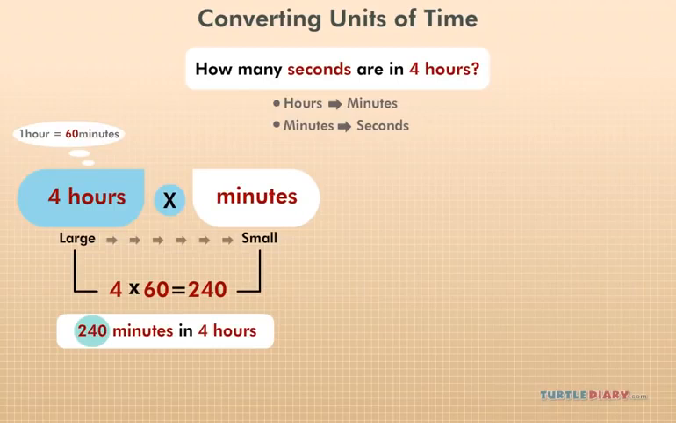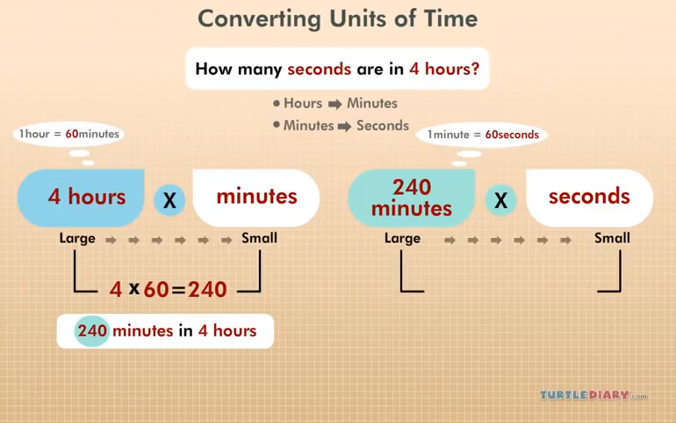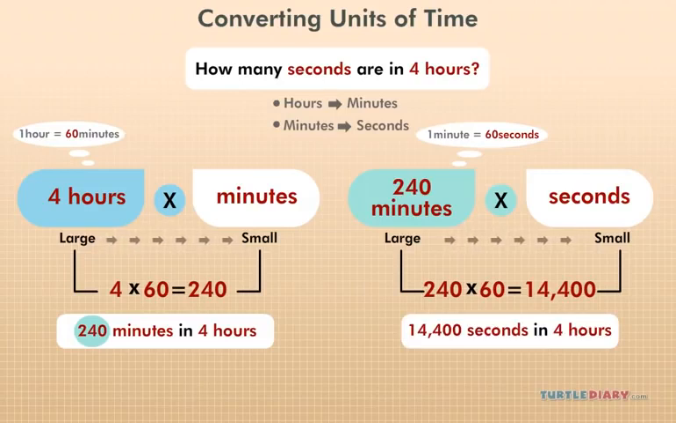Now, we need to convert 240 minutes to seconds. Since minutes are larger than seconds, we're once again going from large to small, and we'll need to multiply. Since there are 60 seconds in a minute, we're once again multiplying by 60. 240 times 60 equals 14,400. There are 14,400 seconds in 4 hours.